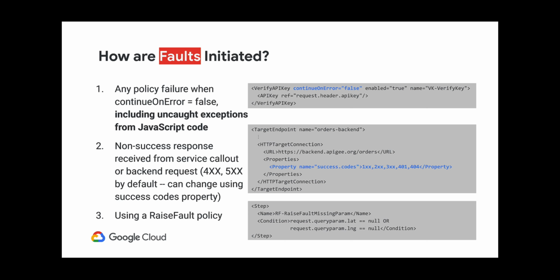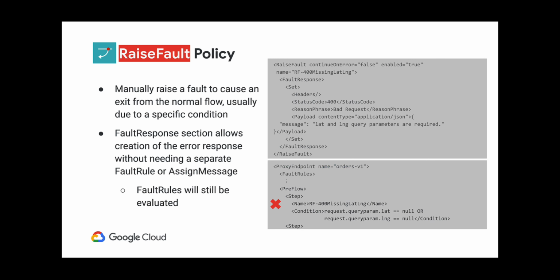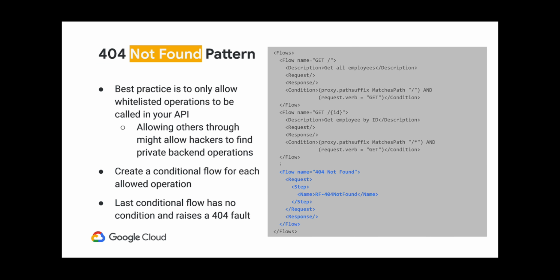The third is by explicitly using a raise fault policy. The raise fault policy allows you to manually raise a fault to cause an exit from the normal flow, typically based on a specific condition. The fault response section within the raise fault policy lets you define the error codes, status code, reason phrase, and payload directly within the policy without needing a separate fault rule or assign message policy. However, fault rules will still need to be evaluated after a raise fault policy is executed.